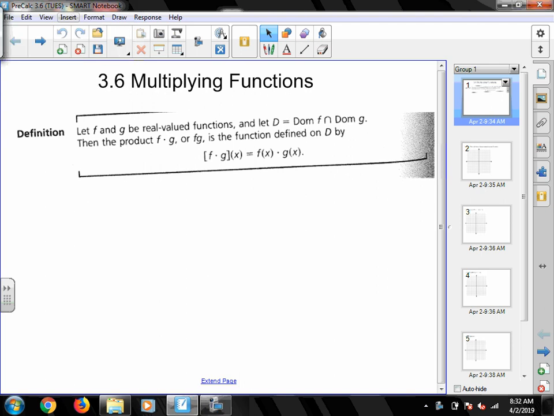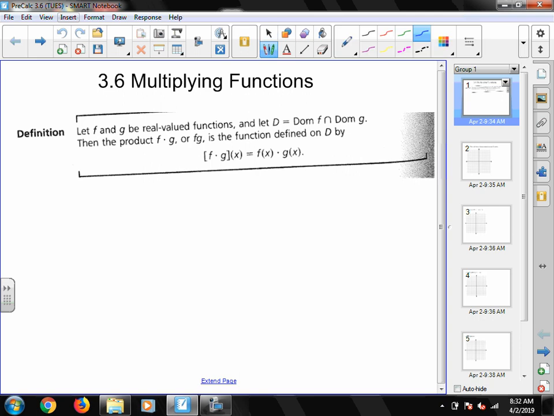Hi everybody, welcome back. We're going to talk about section 3.6 today, talk about multiplying functions. So we've got two functions, f and g. Again, you've kind of seen notation like this when we did adding. So if I have f times g of x, you can take f, evaluate it at whatever number I'm looking for, and g, evaluate it, and then multiply those final two answers.